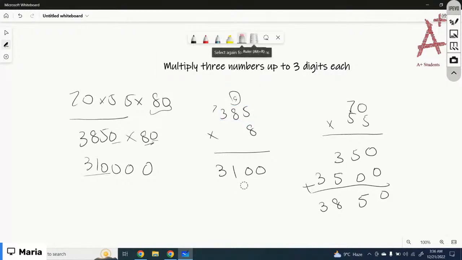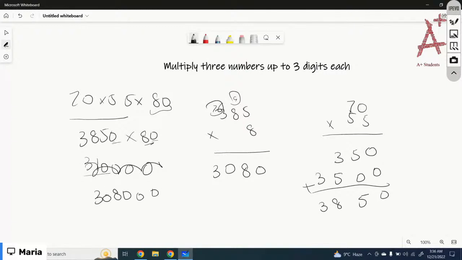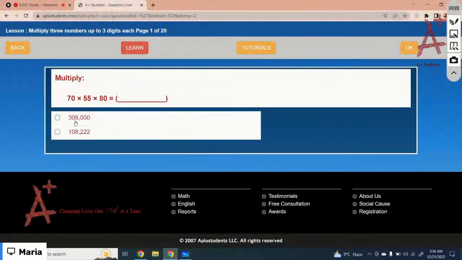8 times 8 is 64. Got it? And 64 plus 8 is 68. Write 8 and carry 6. 8 times 3 is 24 and 6, 30. So it would be 3080, and we have already two zeros with the number, so it would be 308,000. Got it? So just select the correct option, then click on the OK button. Got it?